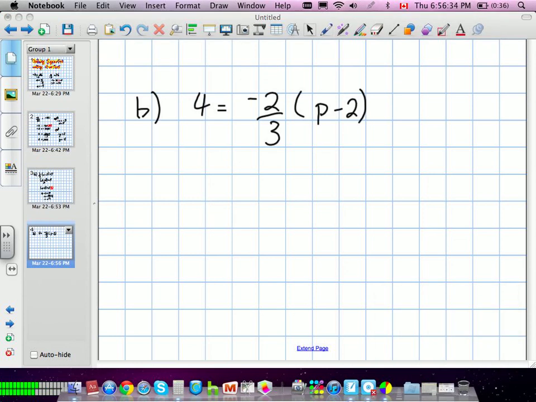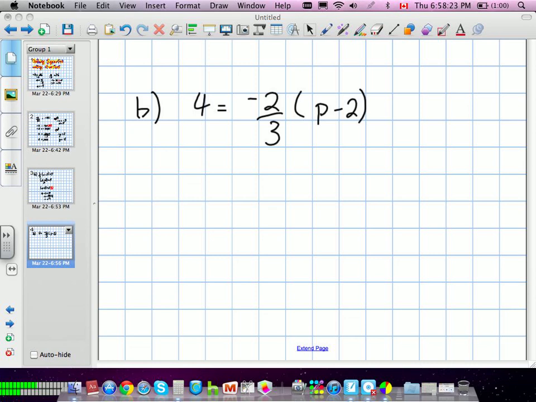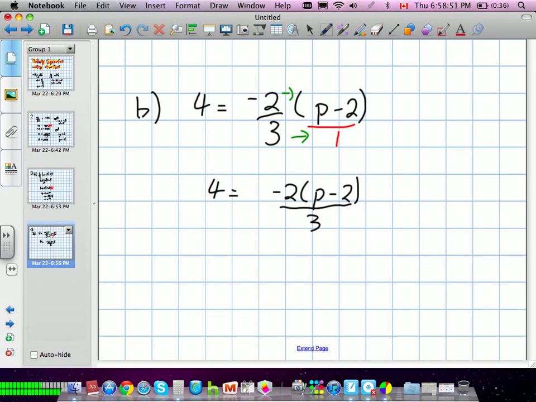Okay, so question B. If we're going to multiply these, we're going to make this bracket here into a fraction. So I'm going to make it like it's over 1. And then when we multiply fractions, you remember the rules? We multiply the top by the top and the bottom by the bottom. So when we do that, we're going to get 4 is equal to, I'm not going to do the multiplying yet, I'm just going to leave it as negative 2 times p minus 2, like distributive property. And what's 3 times 1? 3. So now we're divided by 3.